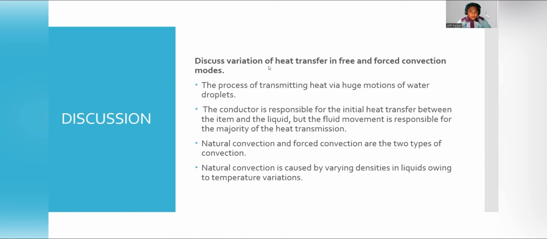Number one is the difference of heat transfer in free and forced convection modes. Convection is the process of transmitting heat via the motion of fluid. Conduction is responsible for the initial heat transfer between the object and the fluid, but the fluid movement is responsible for the majority of the heat transmission. Natural convection and forced convection are the two types of convection. Natural convection is caused by varying densities in fluids owing to temperature variation.